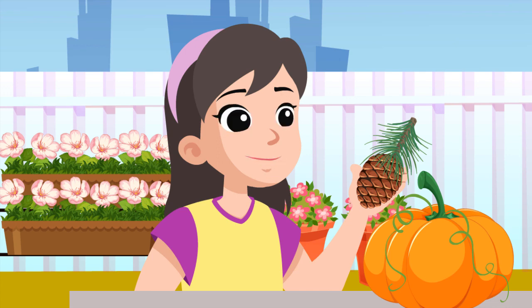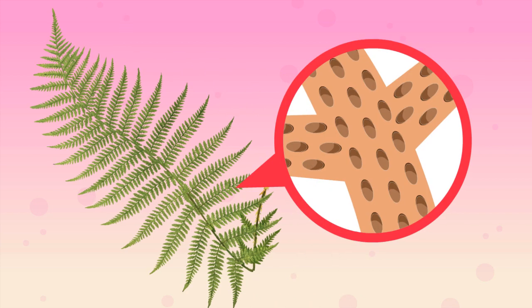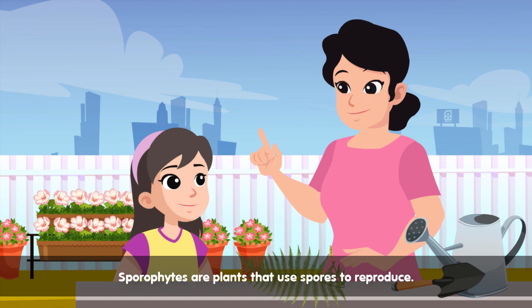Oh, that's interesting. I didn't know that there are seeds in pine cones. Now, Ellie, I want you to check the underside of this fern leaf. What do you see? I see brown dots, Mommy. What are these called? Those are sori. Inside the sori are spores, instead of seeds. Ferns or sporophytes reproduce using spores.